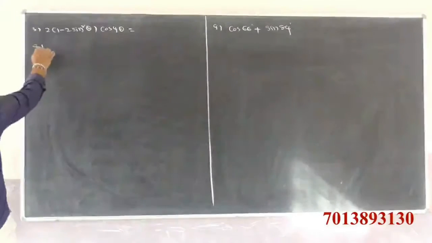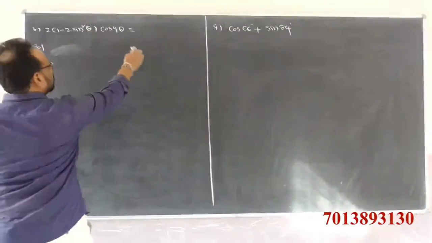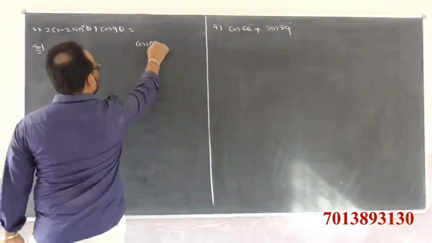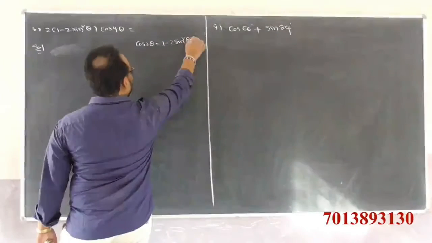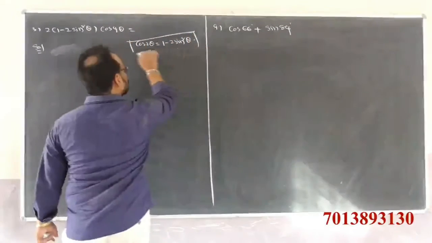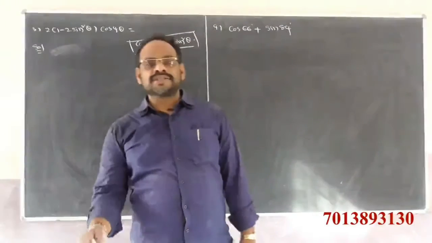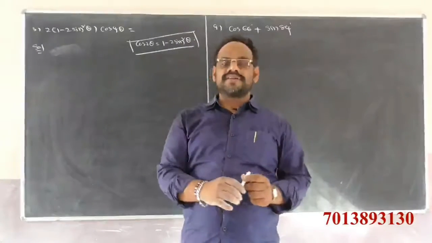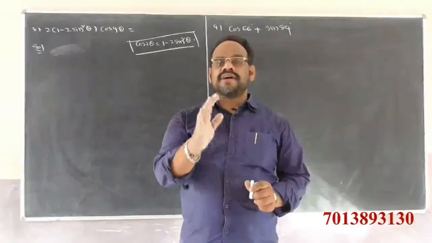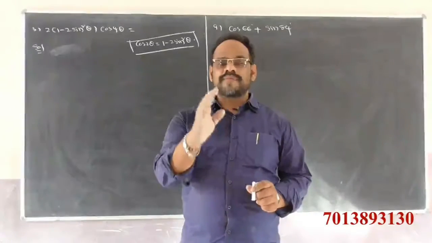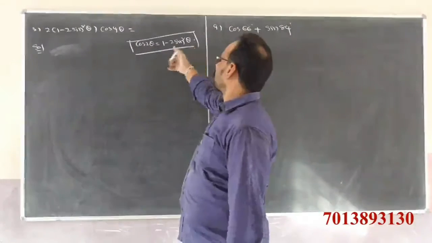Solution. We want 2 times of 1 minus... Already we know that cos 2 theta, in terms of sin, is 1 minus 2 sin square theta. Already we discussed this previously: for cos 2 theta we have 4 formulas, that is 2 cos square theta minus 1, 1 minus 2 sin square theta, cos square theta minus sin square theta, or 1 minus tan square theta by 1 plus tan square theta. So cos 2 theta is equal to 1 minus 2 sin square theta.